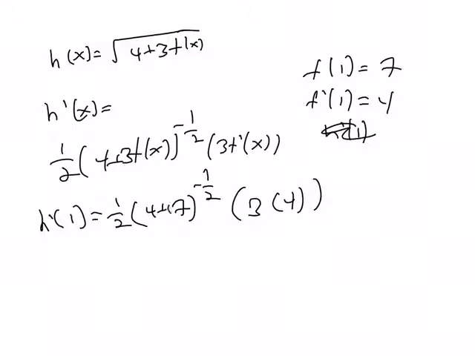Sorry, there's a 3 here. So this is a half 4 plus 21, so this is the square root of 25, which is 5, times 12, which is equal, right, the 2 and this becomes 6, it's equal to 6 over 5. Okay, next problem.